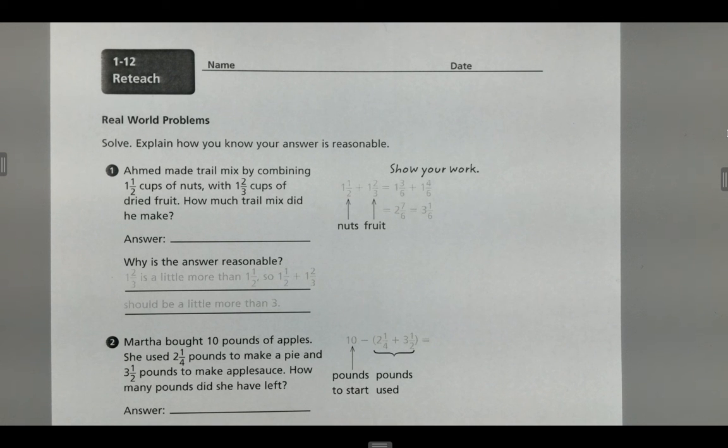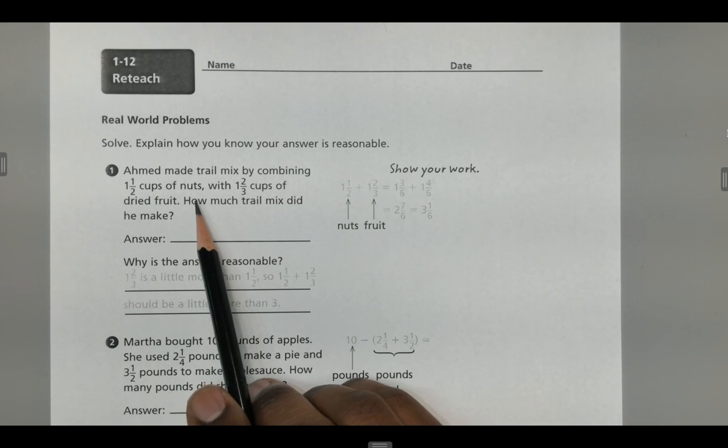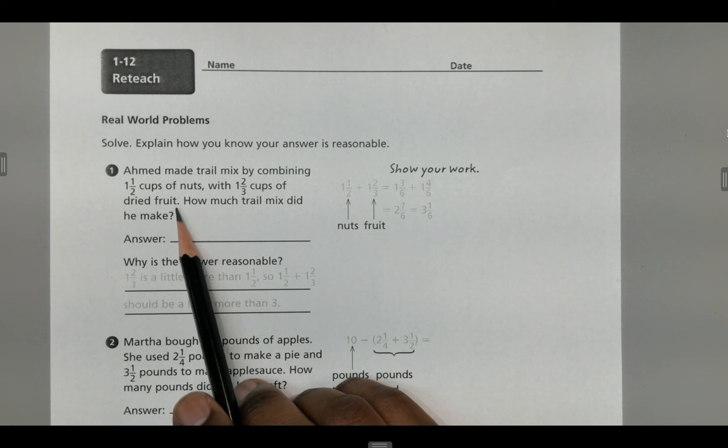Number one, Ahmed made trail mix by combining 1.5 cups of nuts with 1 2/3 cups of dried fruit. How much trail mix did he make? All right, so visualize this in your mind. Making the trail mix with these two ingredients, the nuts and the dried fruit.